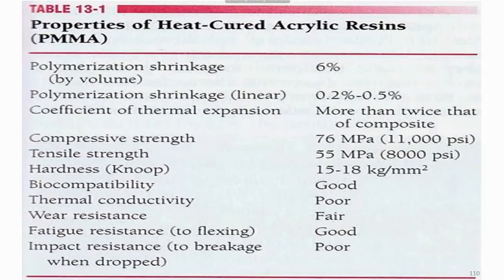Okay, polymerization shrinkage of heat cure acrylic resin. Polymerization shrinkage is 6%. Linear polymerization shrinkage is 0.2 to 0.5%. We'll discuss this in detail later. What is polymerization shrinkage? For now, just know the name and the number.